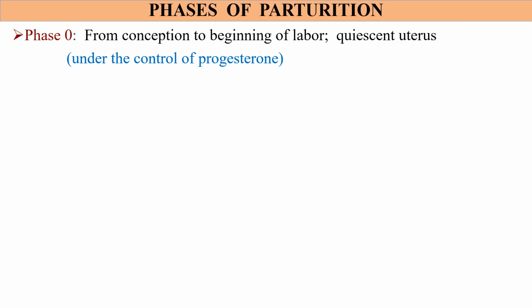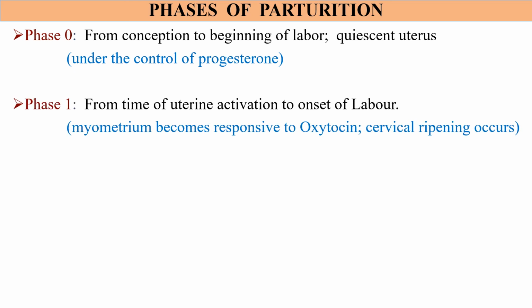Parturition process occurs in various phases. The zero phase is under the influence of progesterone hormone. This phase lasts from the conception to the beginning of labor. The next phase, phase 1, lasts from the time of uterine activation to the onset of labor. Myometrium of the uterus becomes responsive to oxytocin in this phase and cervical ripening occurs.